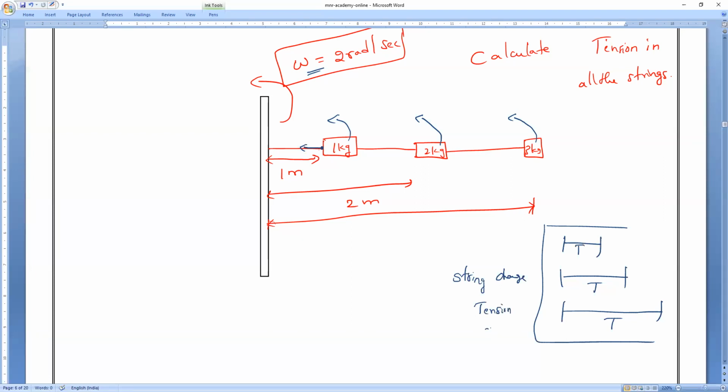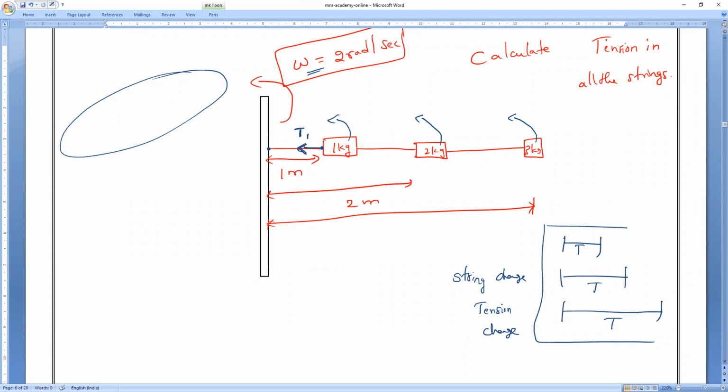Clear? Now let me consider the tension which is acting towards the pole, the center. Of course, it will go like this and come like this, continuously revolving. So the tension which is acting away from the first body, let me consider T1 on this side.